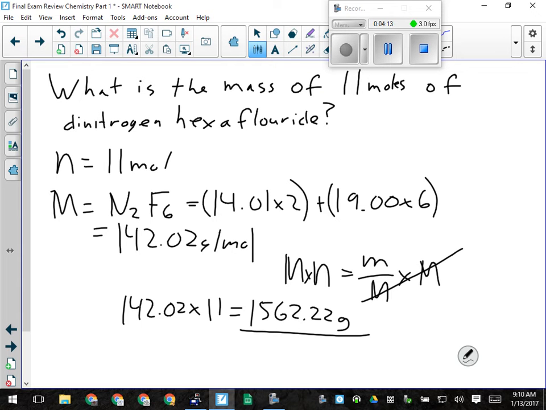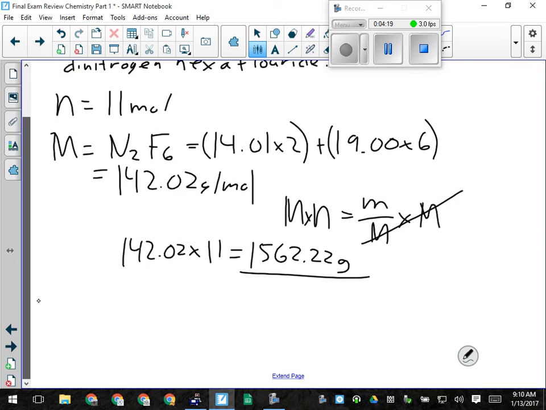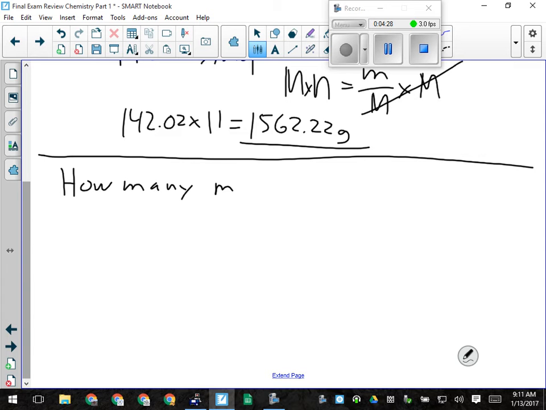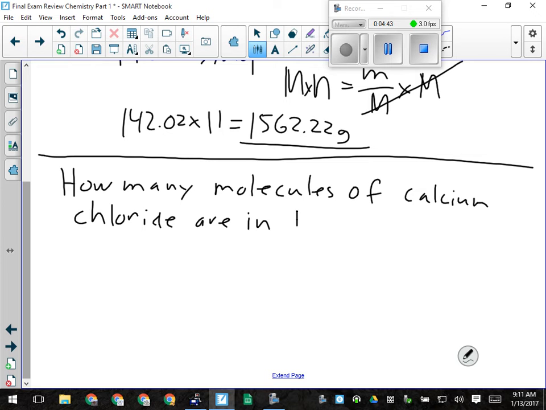All right, is that ringing a bell for everybody? Try this one, write it down. How many molecules of calcium chloride are in 175 grams? What do we have to do differently with a question that asks for or gives molecules? You have to remember to use Avogadro's number.